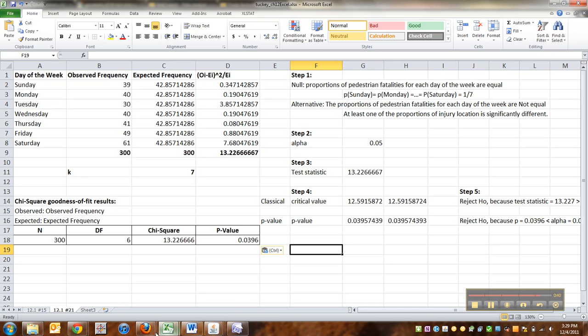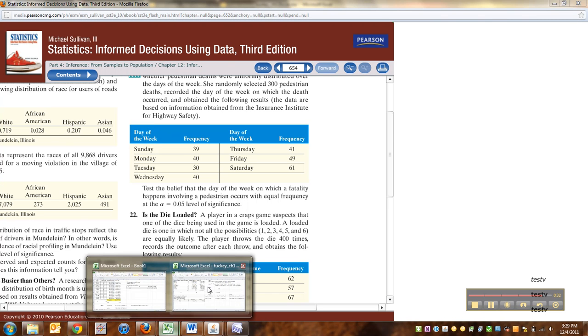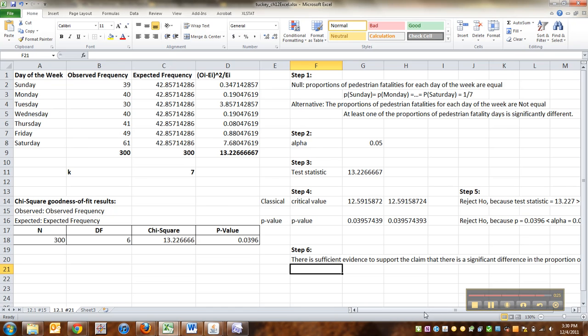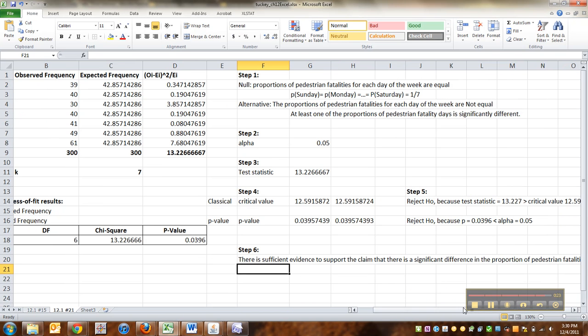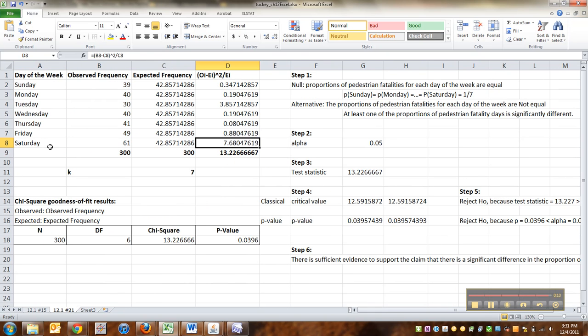All right, let's go back to the problem. Is there a significant difference? Well, yeah, right? We just showed, right, step 6. Let me type this up because I'm running out of time. There you go. Oops, and I noticed that my alternative hypothesis hadn't changed, so I wrote up that at least one of the proportions of pedestrian fatalities is significantly different. And I found that there was evidence of that, that they are different. And in particular, you can tell it's Saturday. Saturday is the different day. Right there. All right, I'll see you back here later for 12.2.